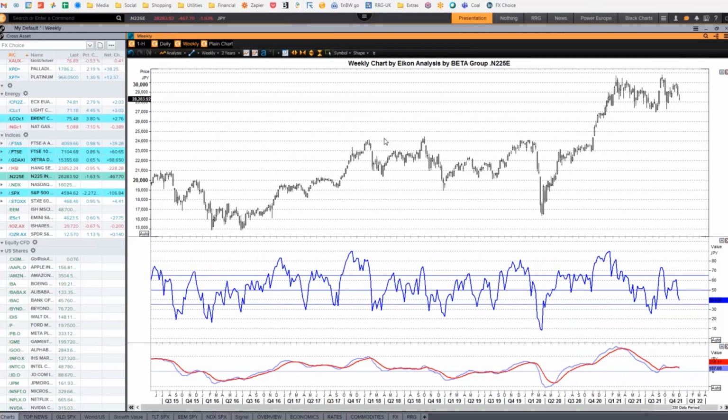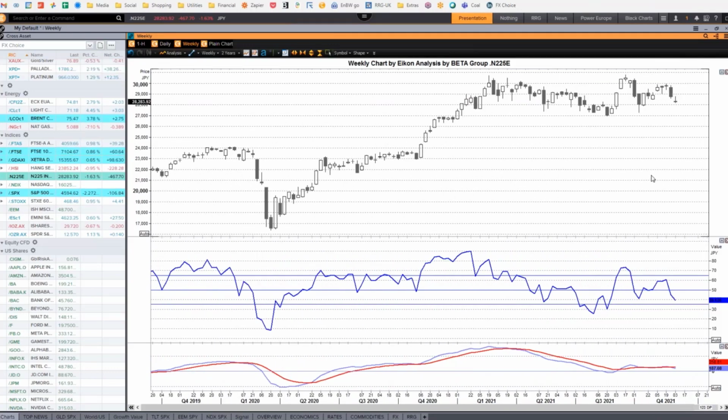Sorry, let's get it in here. That low, so it's clear as a bell, 26,900, so 27,000 breakout, and then we could fall like a stone down to the highs here of February 2020.